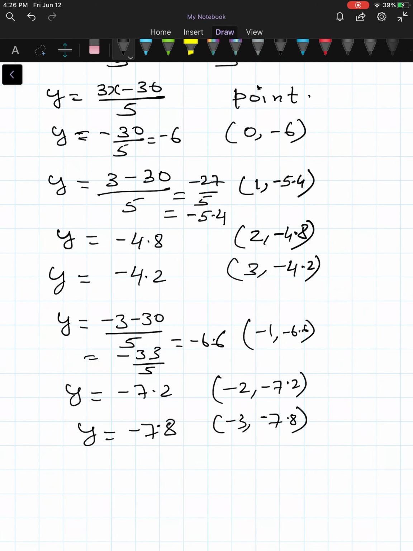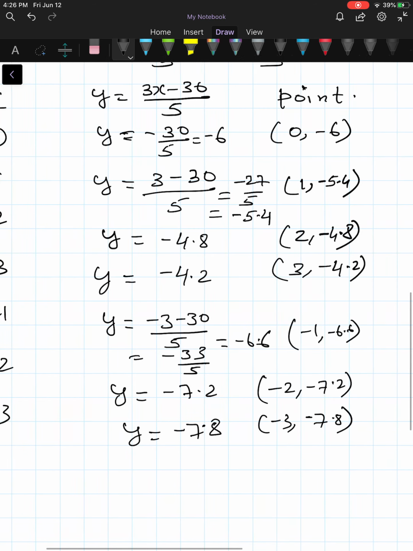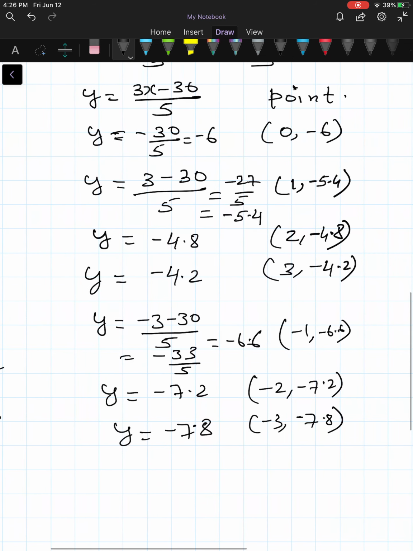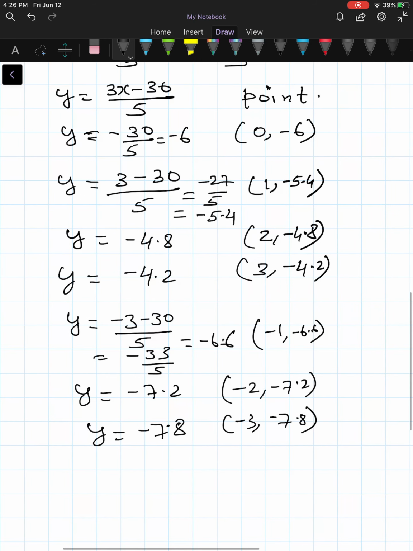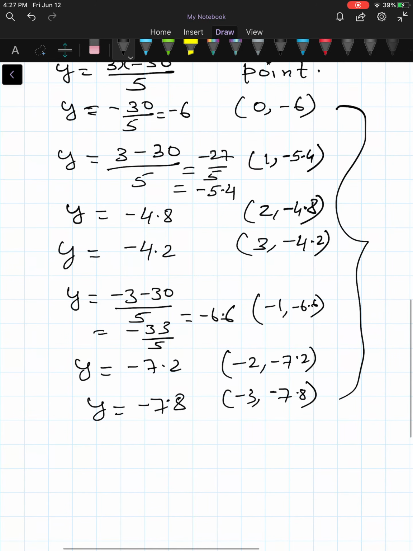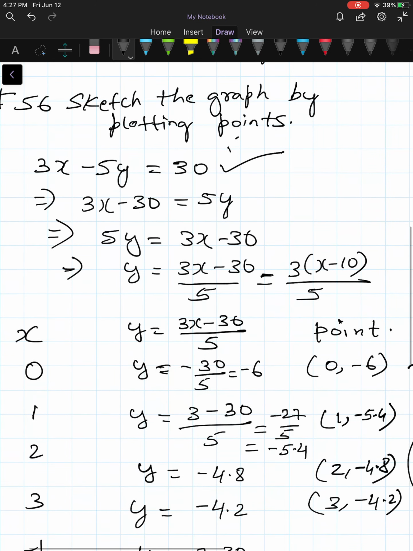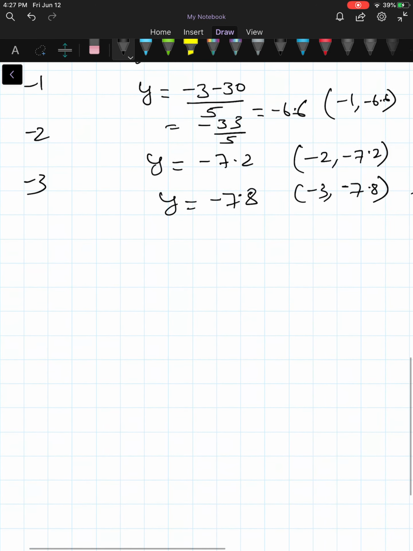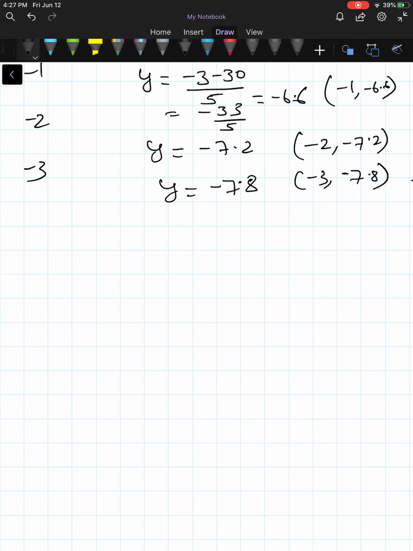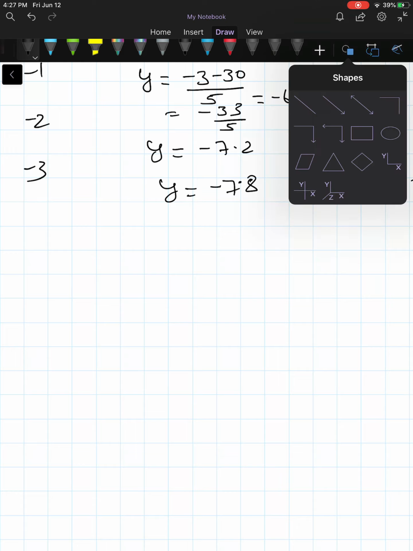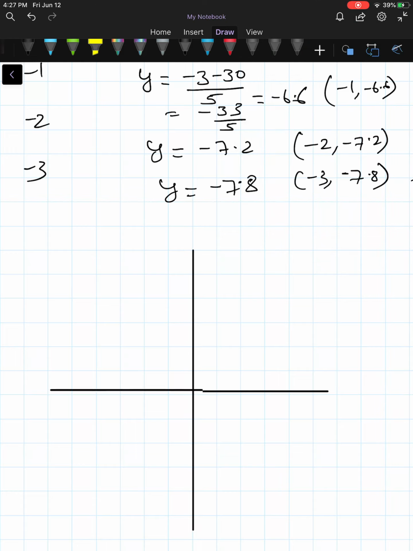So this can go on infinitely. This procedure can be repeated infinitely many times, because x can take infinite values. x can take all real values. So I have a handful of values that I can plot so that I can view the graph as a diagram. For that I should plot the graph.